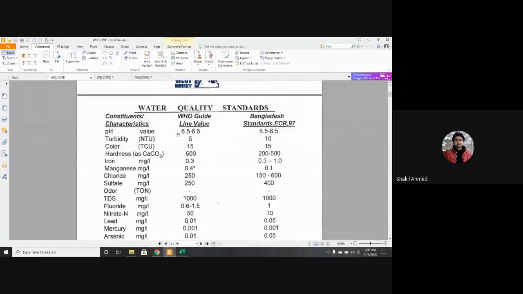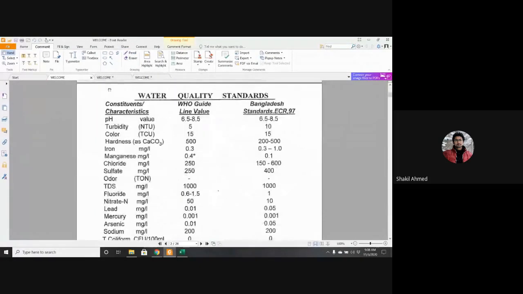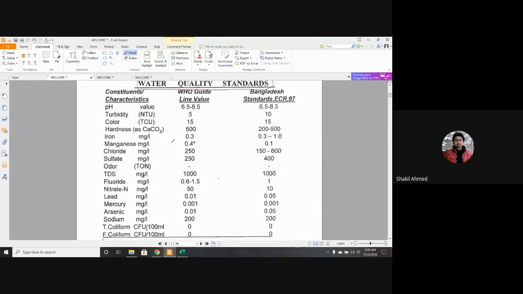So having said that, we are done with this topic now. This is very important to know. Water quality standards. This is for drinking water.